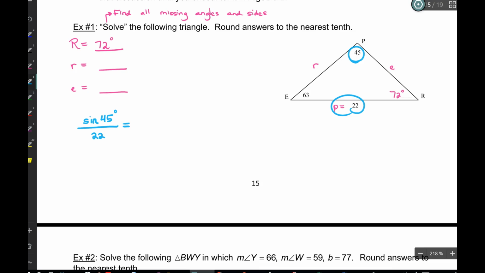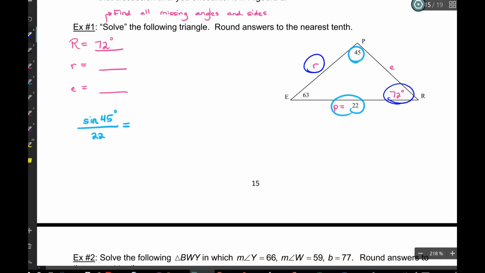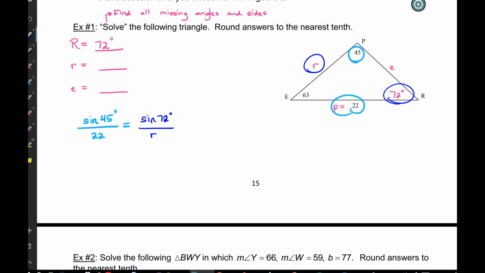All right. So then I want to use 72 degrees and little r. So I'm going to make that sine of 72 degrees over little r. You see what we're doing? We're creating a proportion where it's the sine of an angle over the side opposite equals sine of another angle over the side opposite.